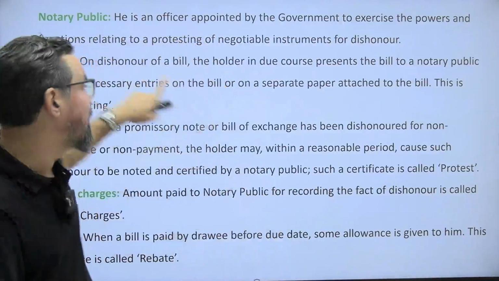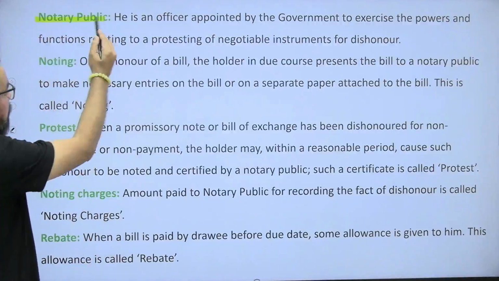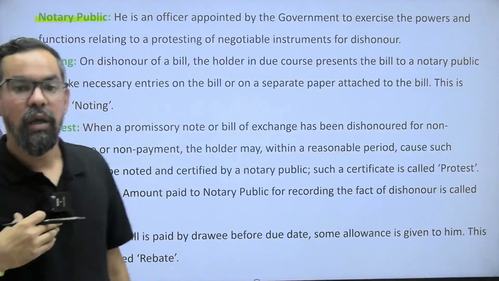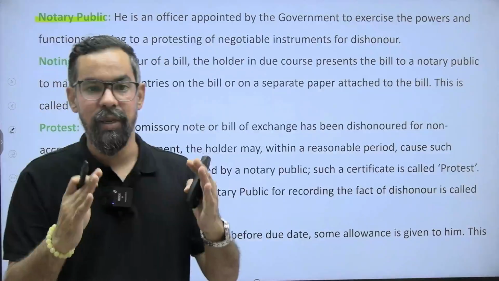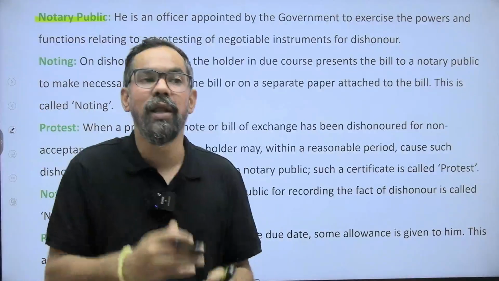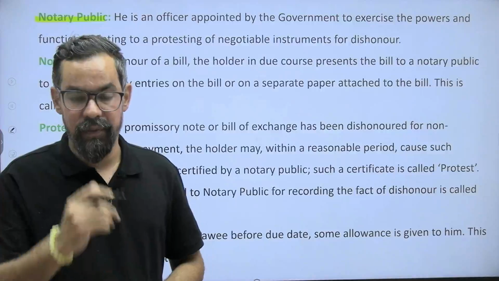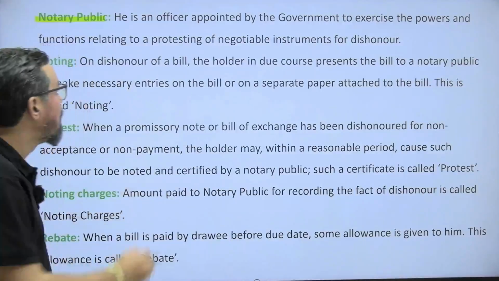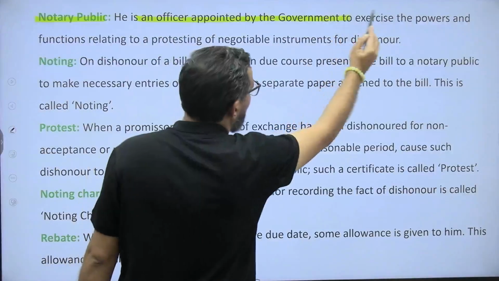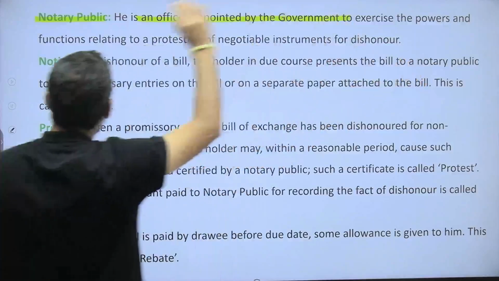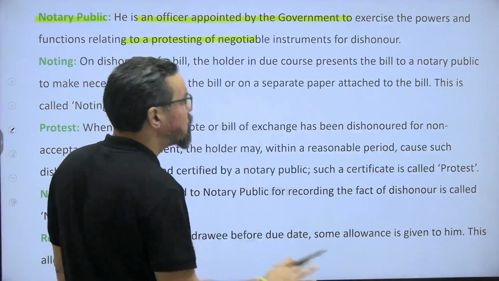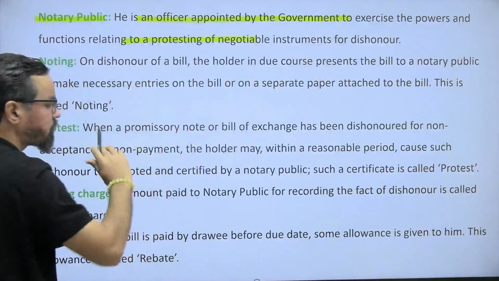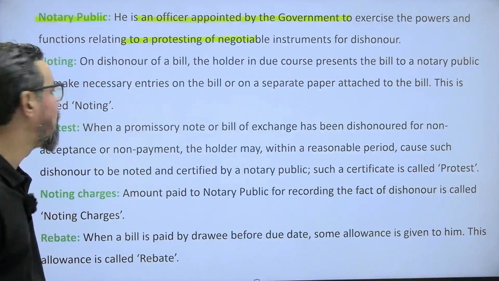Okay. And that legal battle starts with the notary public. So as the drawer of the bill, I have to approach the notary public. It's a government official who will notify your case. Okay. So in that particular case, he is an officer appointed by the government to exercise the powers and functions relating to protesting of negotiable instruments for dishonor. So he is going to account that particular one.